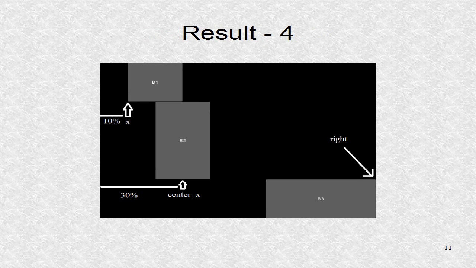For the particular Kivy file, we get this result with some annotations added. For button 1, we set x at point 1, 10%. For button 2, we set center x at point 3, 30%. For button 3, we set right at 100%.